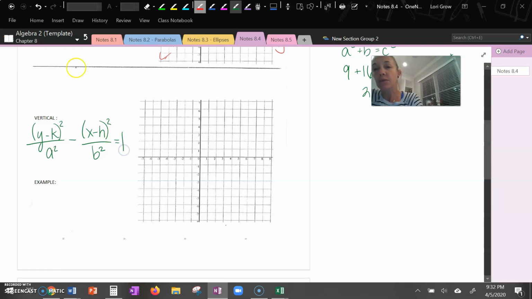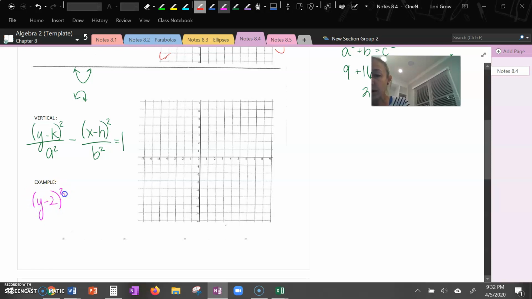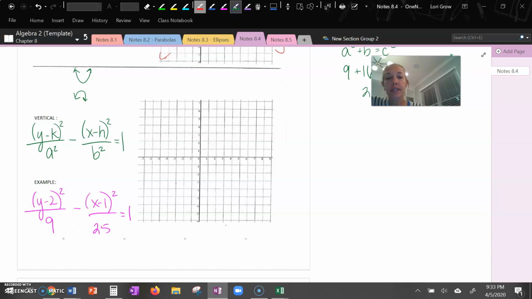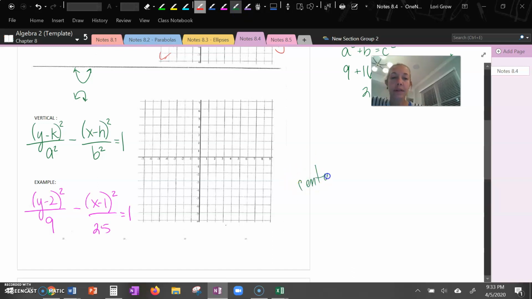Okay, so this tells you it's going to be vertical. So it looks like this. And let's do an example of this one. So let's do y minus 2 squared over 9, minus x minus 1 squared over 25 equals 1. Okay, the center of this is going to be, remember you have to be careful on these when you're writing the center. It's going to be 1, 2, right? You have to look at it. X comes first. So 1, 2 is the center.